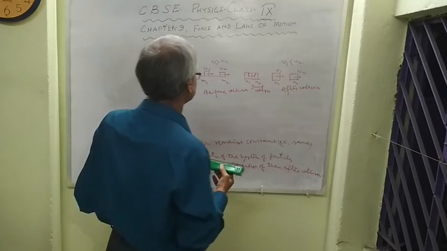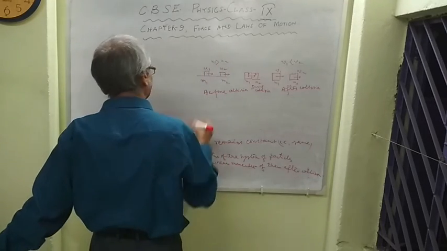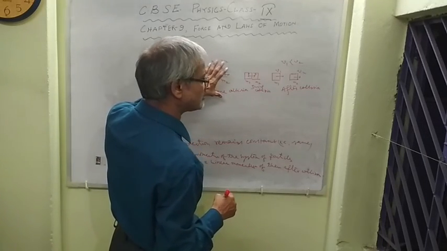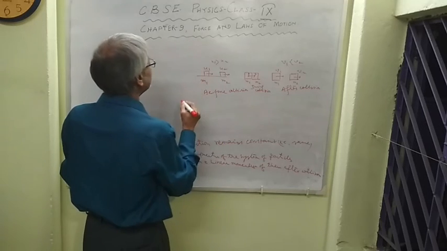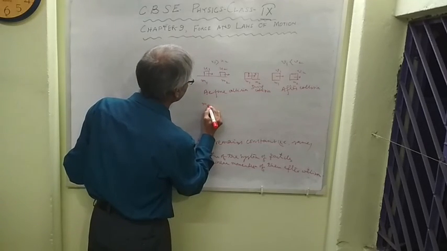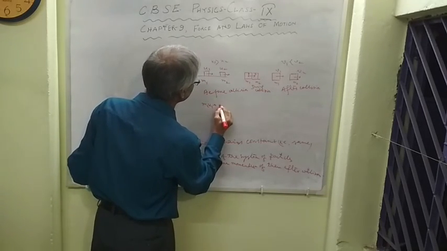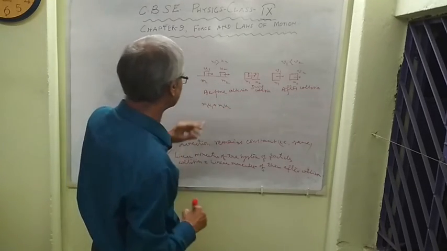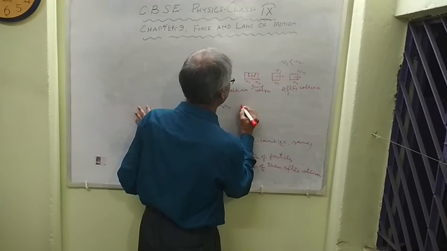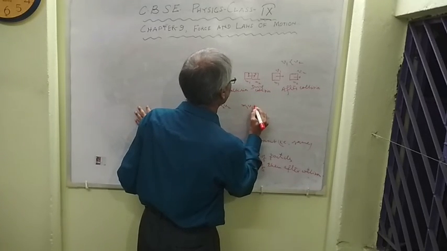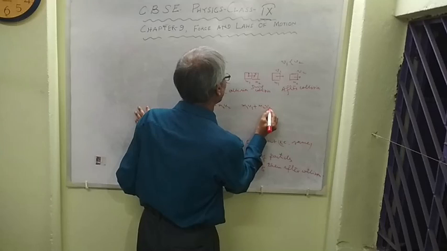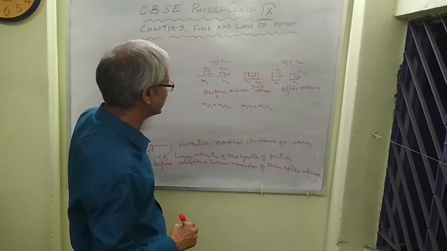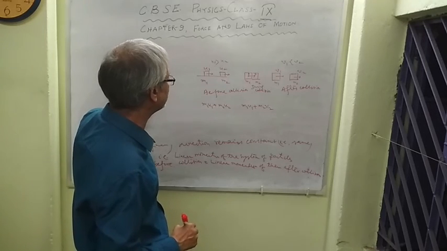Now, before collision and after collision. Before collision, what will be the total linear momentum? It will be m1 u1 plus m2 u2. And after collision, the total linear momentum becomes m1 v1 plus m2 v2. We can prove in a very simple way that m1 u1 plus m2 u2 equals m1 v1 plus m2 v2.